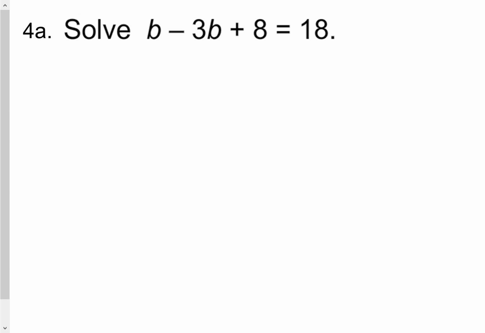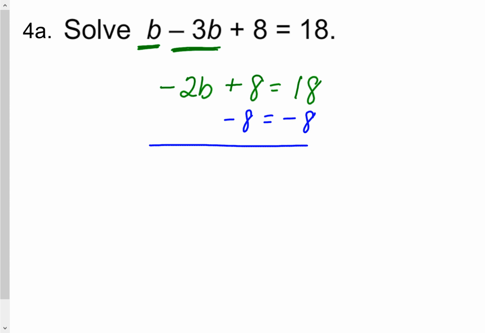Here's another example. Here we have like terms, and the like terms are b and negative 3b. So let's go ahead and combine those first before we proceed. So b plus negative 3b equals negative 2b plus 8, and that equals 18. Okay? So now we're going to undo the addition or subtraction of our constants. So undo our plus 8. So let's subtract 8 from both sides of the equation. Plus 8 minus 8 cancels out to 0. So I'm left with negative 2b, and then 18 minus 8 is 10.